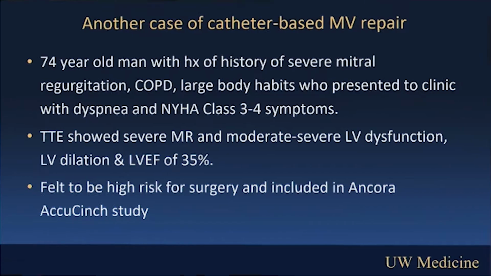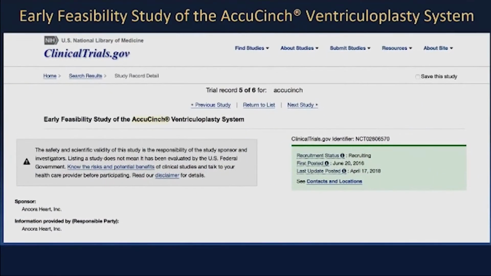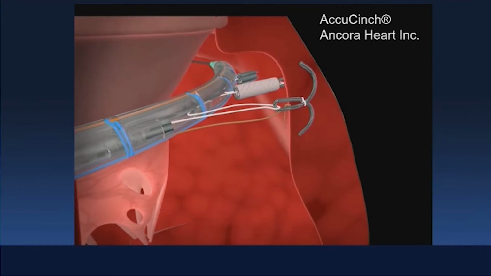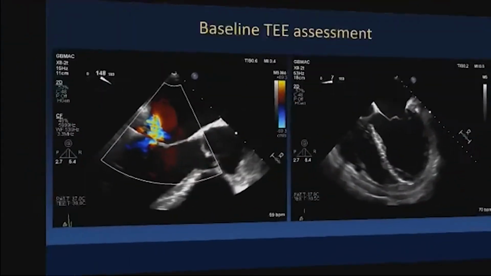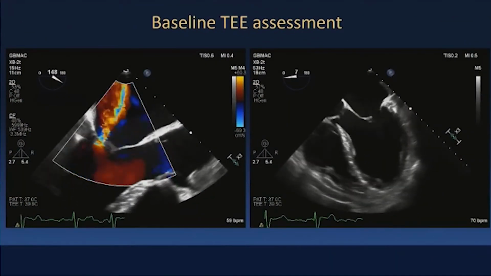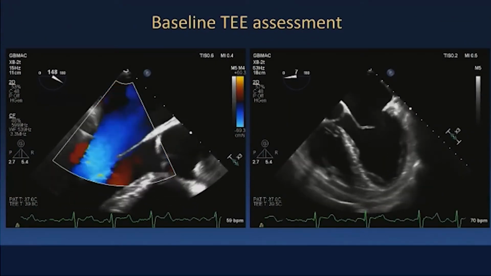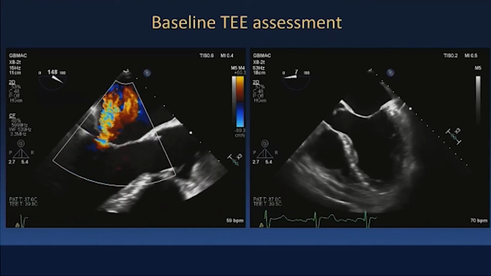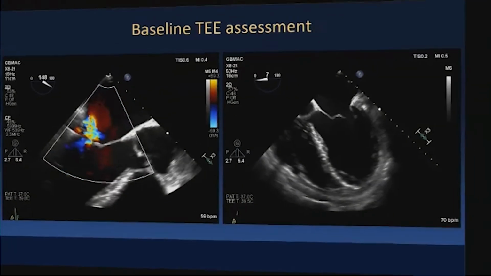Again, complex history. I don't have time to go into much detail, but this was one of our first patients to actually be included in the Accucinch ventriculoplasty system trial that is ongoing. Here's just a snapshot of the anchoring device as it's coming out of the guide delivery system or catheter. The baseline assessment of MR in this functional patient who also had significant reduction of his LV function.